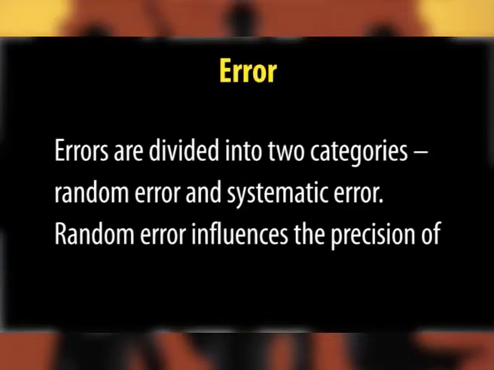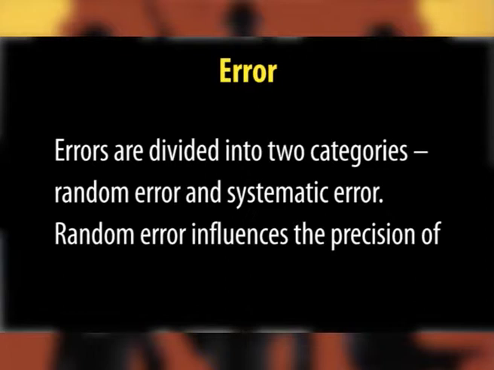There are various parameters which affect the process and result of techniques and instrumental process of analytical chemistry. Some of them are discussed in this paper. Errors are divided into two categories: random error and systematic error.